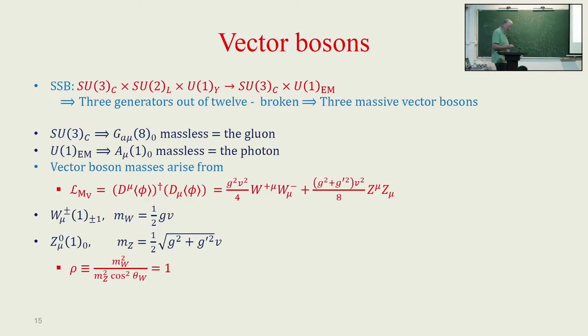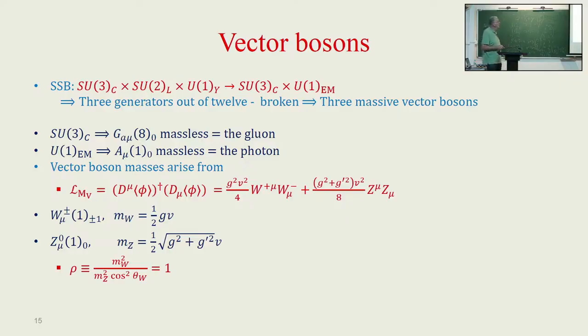Vector bosons. Again, much of this we already saw in the leptonic standard model. We had this breaking, SU3 cross SU2 cross U1, with overall 12 generators, 8 for this, 3 for this, 1 for this, into SU3 cross U1, which has only 9 generators, 8 for the SU3 and 1 for U1 electromagnetism. So 3 generators are broken out of the 12. This automatically means that we will have in the model 3 massive vector bosons.